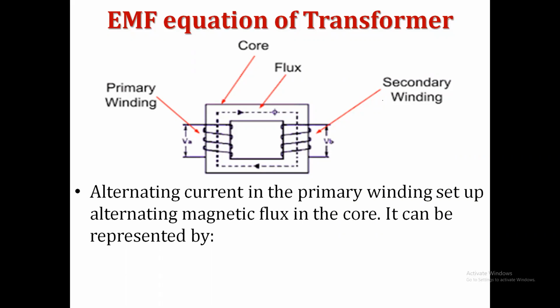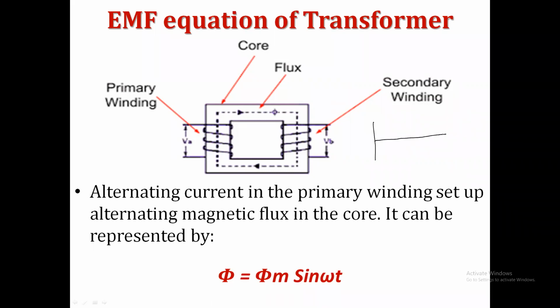Alternating current in the primary winding sets up alternating magnetic flux in the core, and it can be represented by phi is equal to phi m sin omega t. Do you know this equation? Yes or no? Yes, sir.